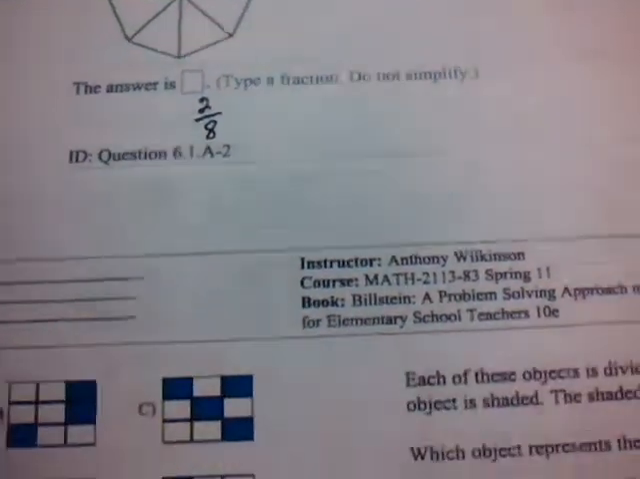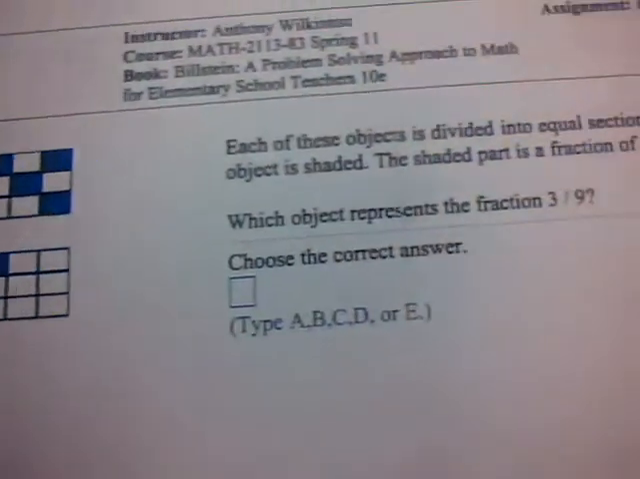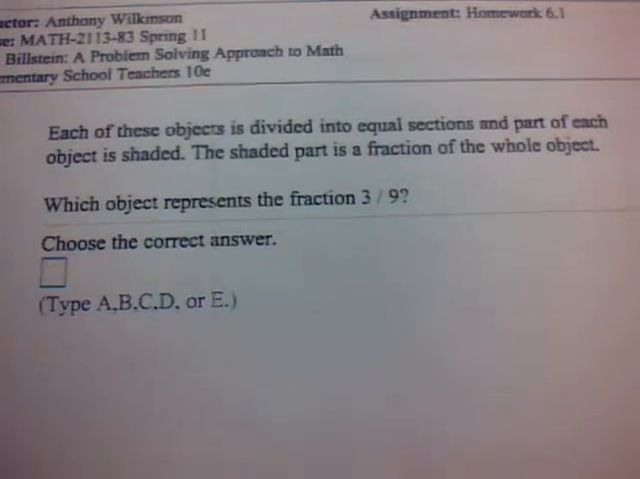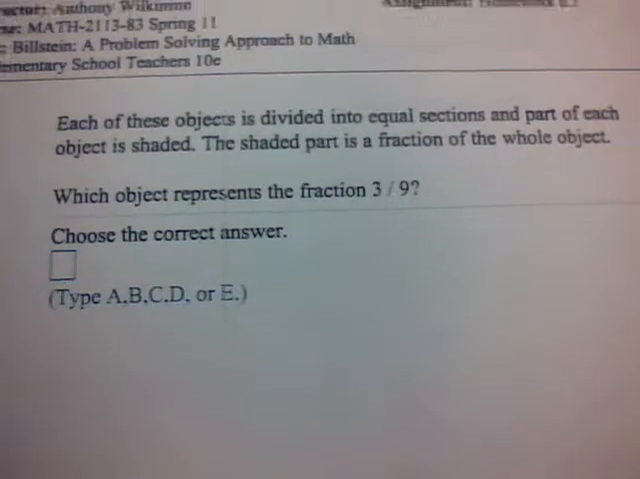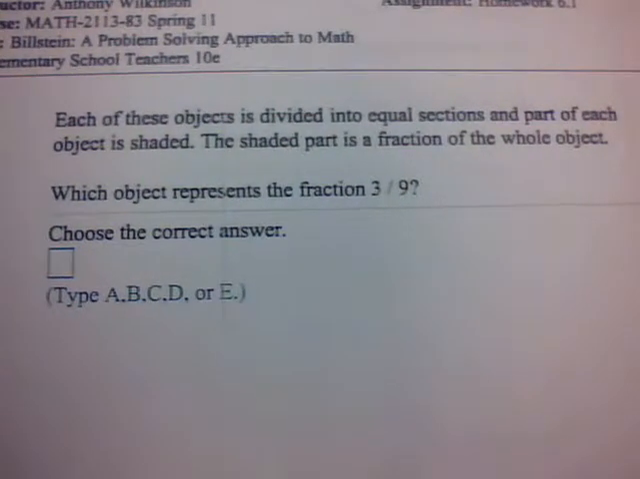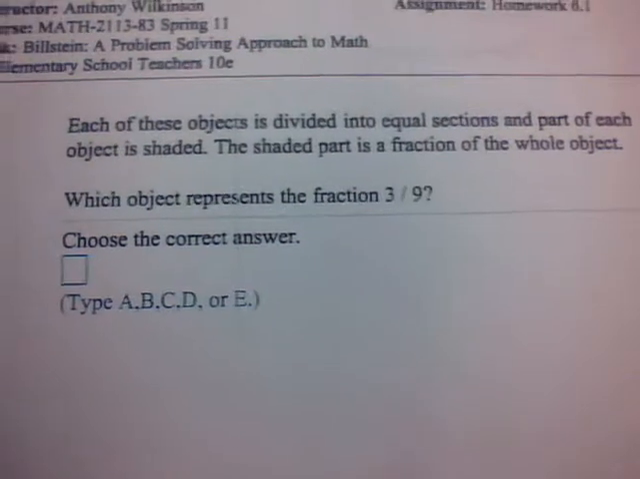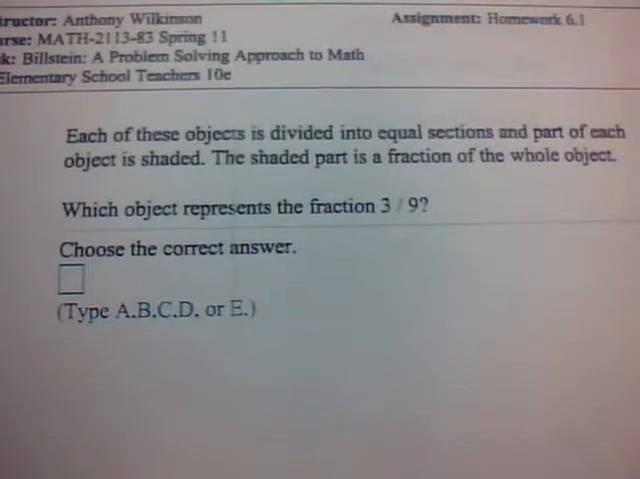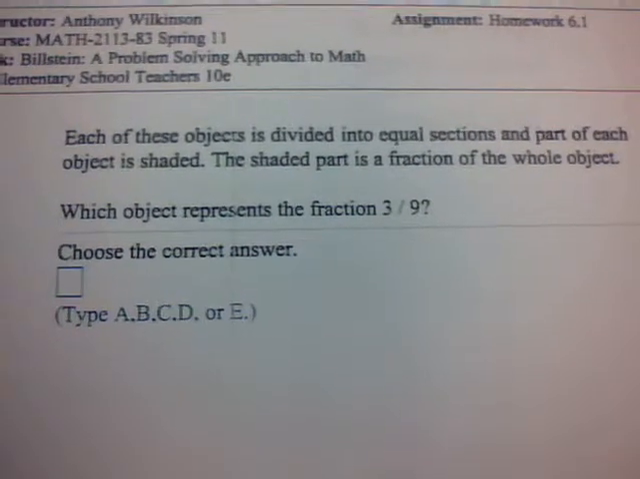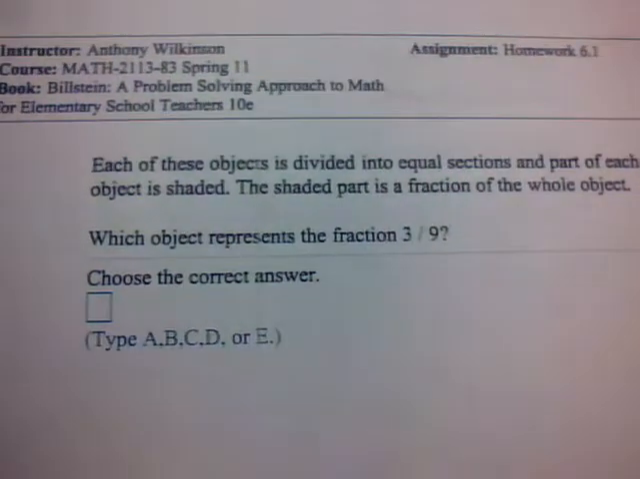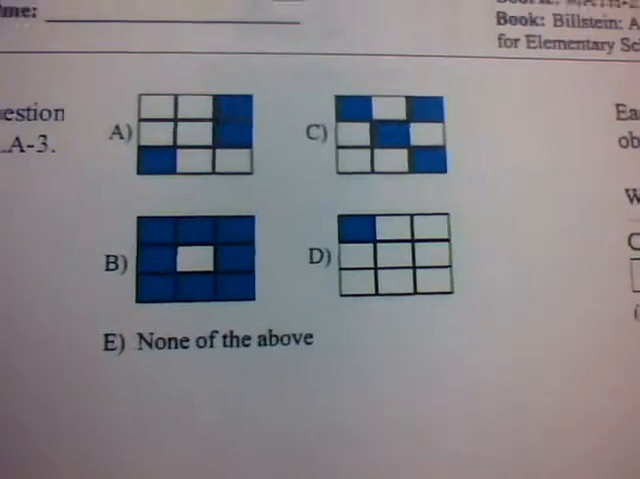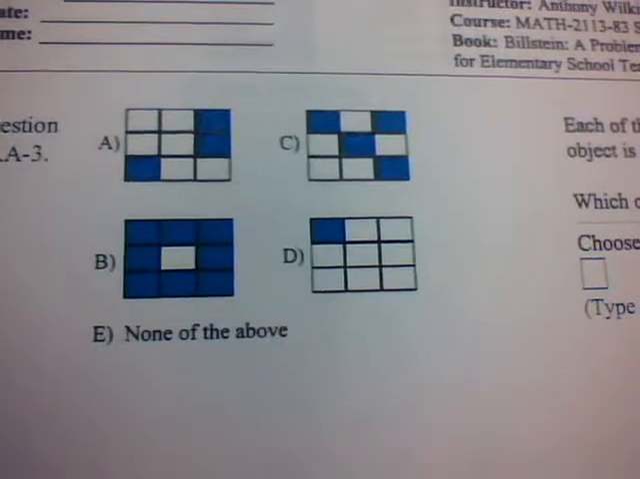Okay, take a look at this next problem here. In this case, I'm going to read the problem first and then show you the illustration. Each of these objects is divided into equal sections, and part of each object is shaded. The shaded part is a fraction of the whole object, and you're asked which object represents the fraction 3/9. And here are the choices that you have.